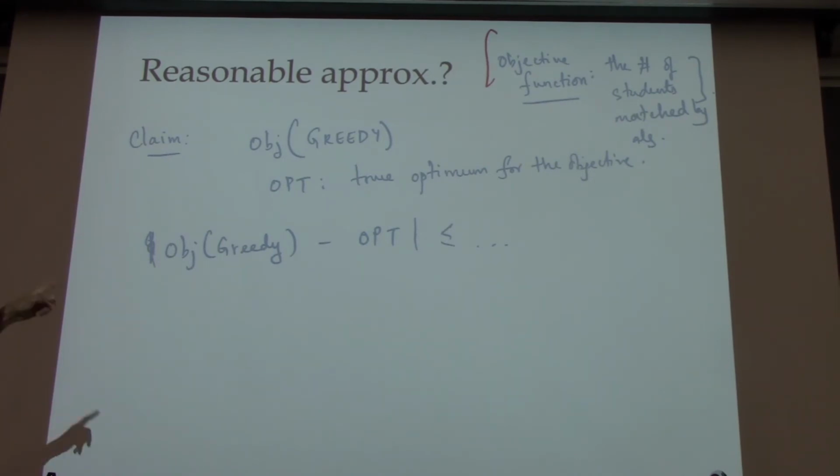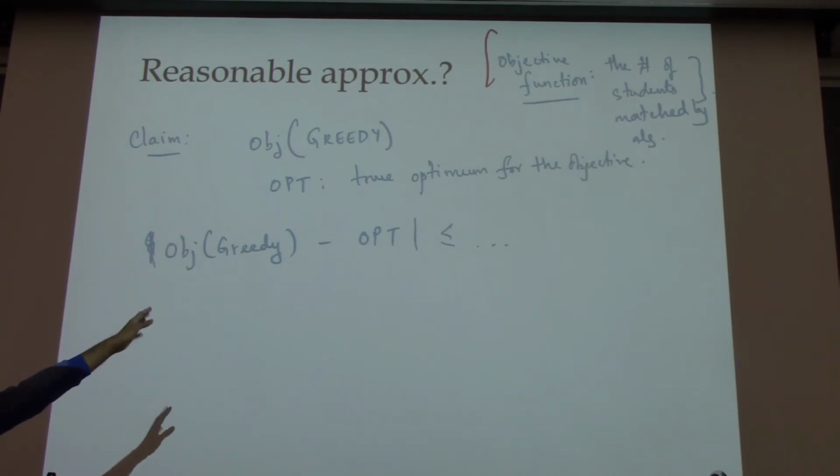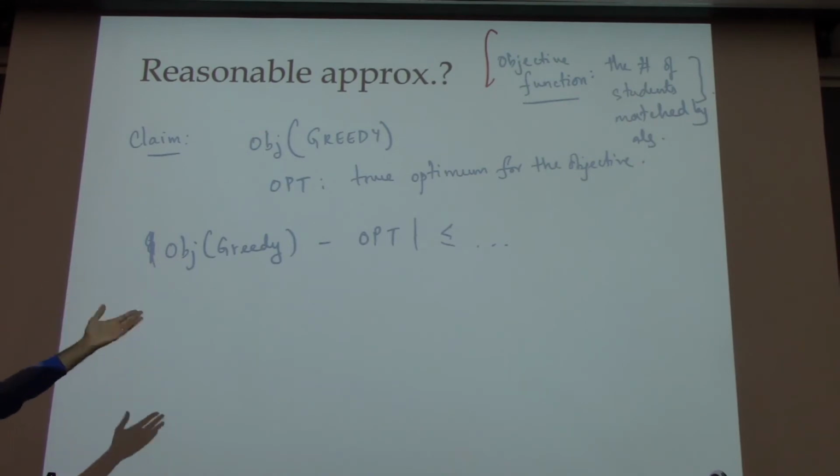This is totally fine, but in our case, we won't be able to get something on the right that's independent of the opt itself. It would be nice if you could get something like 2 or so.